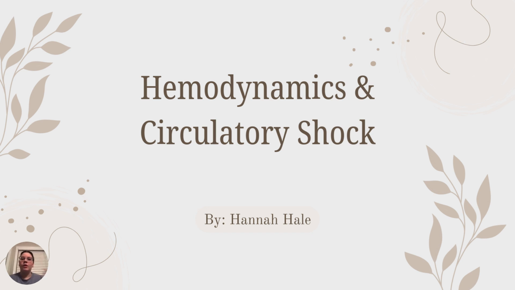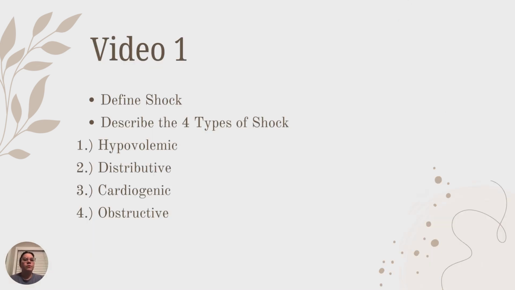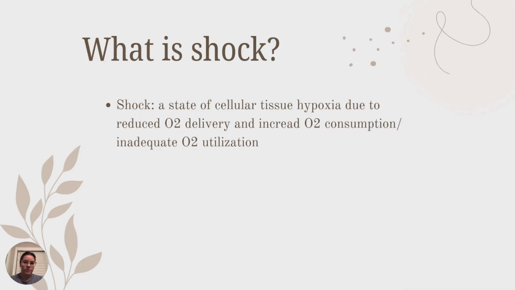And today we are presenting the hemodynamics and circulatory shock. This one is going to consist of 5 different videos. In the first video, I'm just going to give you a little overview of the 4 different kinds of shock. So, video 1, we're going to define shock as a whole and then describe the 4 types. So the first is hypovolemic, and then there's distributive, cardiogenic, and obstructive.